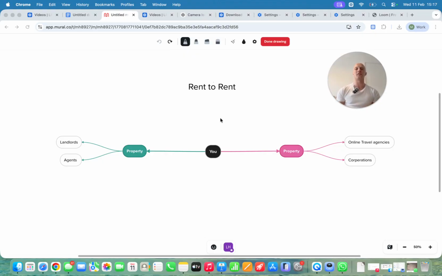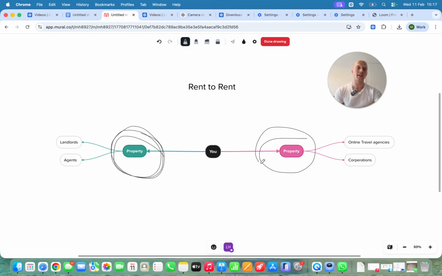So we spoke about many ways to rent a property, like ASTs and other corporations renting a property so they could lease it to their staff. But in this case, we are using the rent to rent model to generate cash flow. The way this process works is we are going to rent a property off a landlord or an agent, and we are going to let or sublease that property back out to online travel agencies and corporations. The whole reason we are doing this is to generate cash flow.